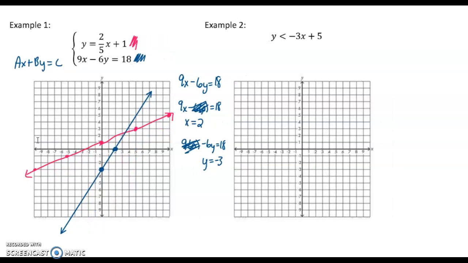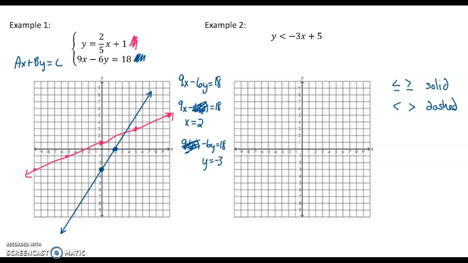All right, so look at example 2. Example 2 is a linear inequality. So you graph it just like a regular line, but the inequality symbol tells you if it's a solid or a dashed line. So if it's a less than or equal to or greater than or equal to symbol, it's a solid line. If it's a less than or greater than symbol, it is a dashed line. And then we will shade at the end.